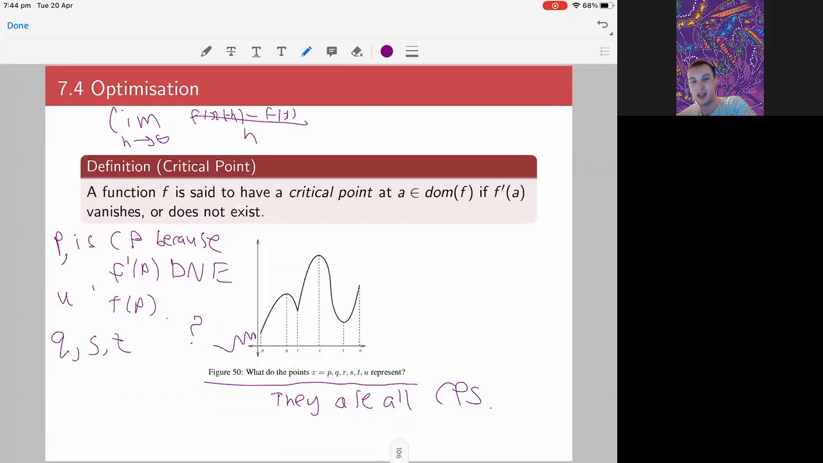At Q, S, and T, the slope is 0. Slope is 0 at Q, S, and T.